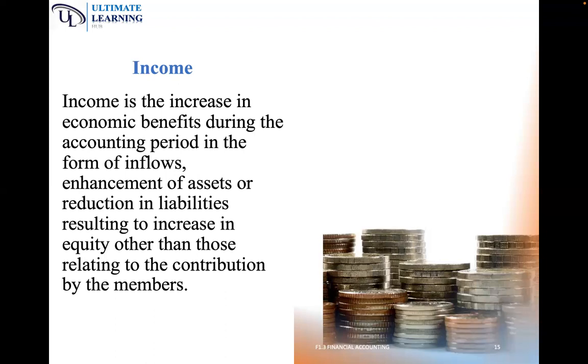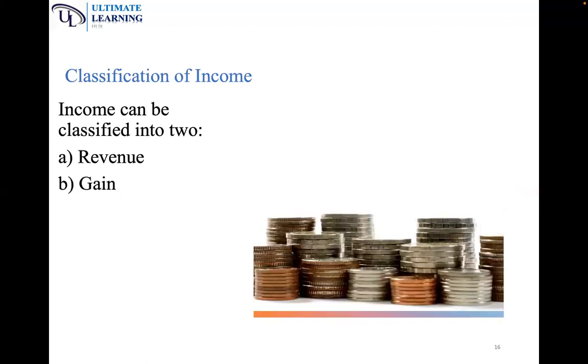And this increase in equity is not contribution of members, because if there is an increase in equity as a result of contribution of members, that is capital. So what is income? Income is increase in economic benefits in the form of inflows, increase in assets, or decrease in liabilities, resulting to increase in equity apart from contribution of members or contribution of owners. There are two types of income. The first type of income is known as revenue, and the second type of income is known as a gain.